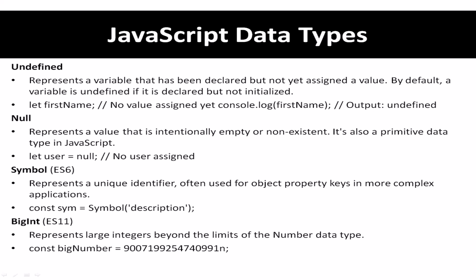Next, ES11. BigInt represents large integers beyond the limits of the number data type. For example, constant big number equal to 9000000 or something. Whatever the number is, it will be displayed.